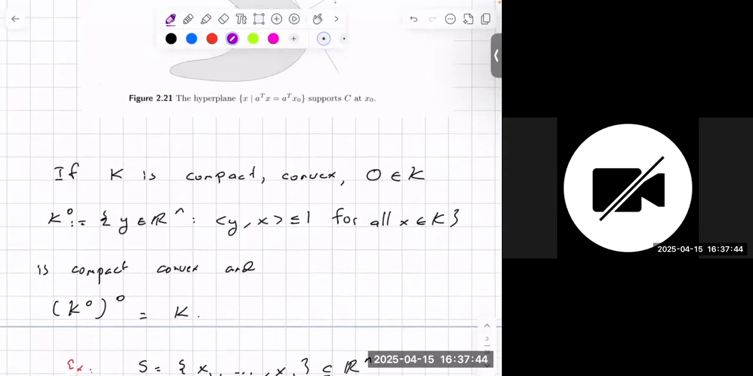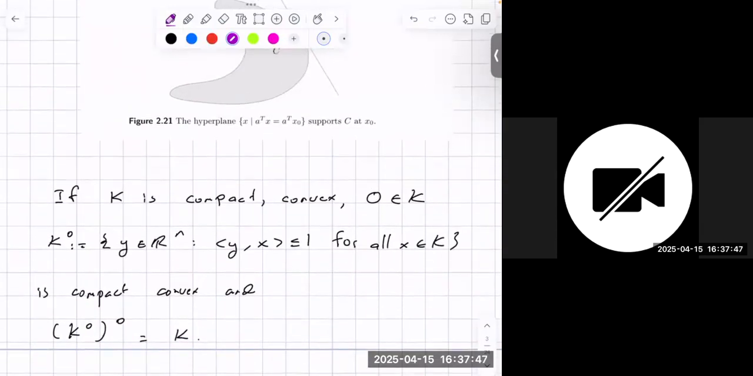Now, using the supporting hyperplanes, for every convex shape, we attach a dual convex shape. I'll give you some examples of that. Say I have a compact and convex shape, and you need to have the origin in your shape. If not, you can move it, of course, that's fine. Then the dual of that convex shape is the collection of vectors such that when you take the inner product with everyone in your shape, it's going to be less than or equal to 1.